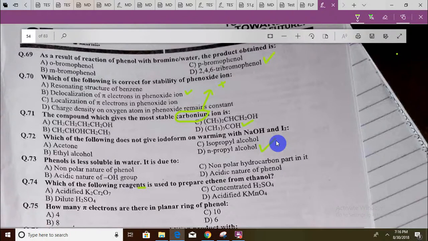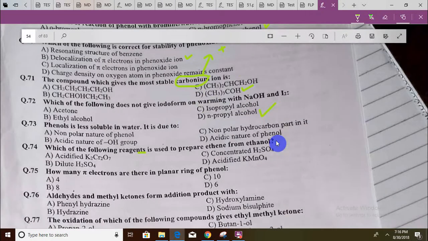Phenol is less soluble in water. Due to what reason? The non-polar nature of the phenol, the acidic nature of the OH, the non-polar hydrocarbon part in it, or the acidic nature. Obviously it's this part.